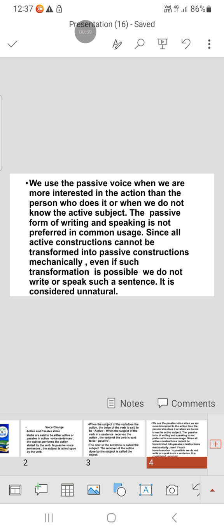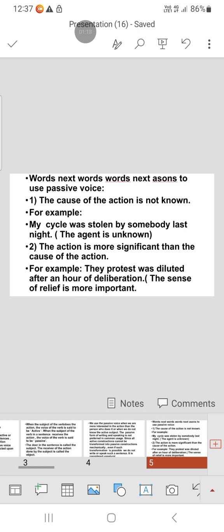The passive form of writing and speaking is not preferred in common usage, since all active constructions cannot be transformed into passive constructions mechanically. Even if such transformation is possible, we do not write or speak such a sentence. It is considered unnatural. Now, reasons to use passive voice.